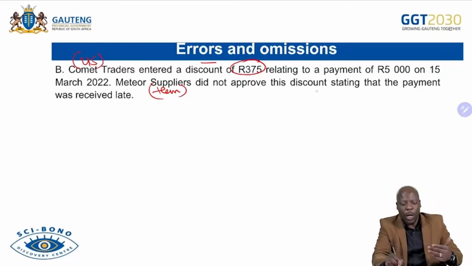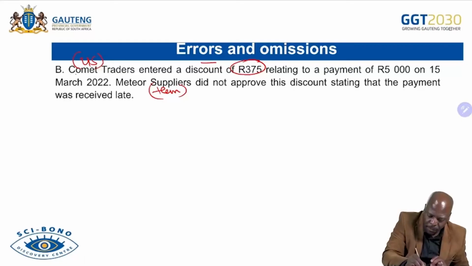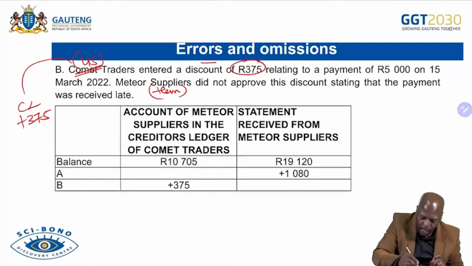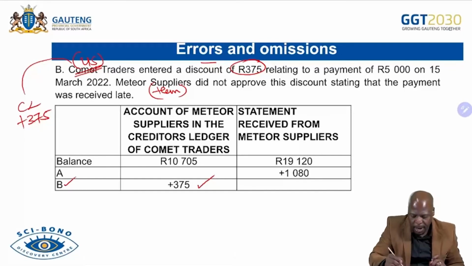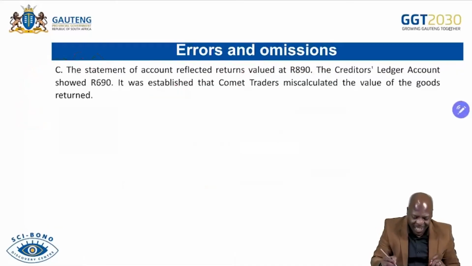How then do we correct it? We need to go and we add. Who recorded something that was not supposed to be recorded? Us. So once it is us, we go to the creditors ledger. We're going to add 375. All right. So we come now. Here's my B. I'm coming now to my ledger. I'm going to add my 375. Okay. Let me quickly go on to the next one.